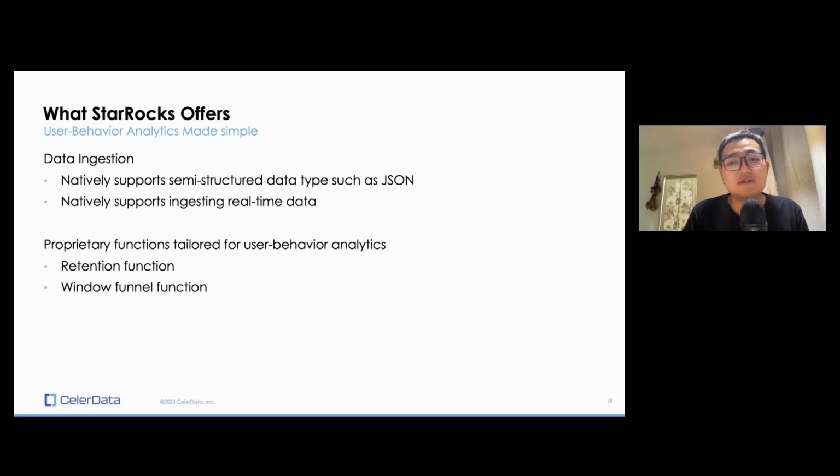And StarRocks has a lot of proprietary functions tailored for user behavior analytics. If you don't have that much need for customization, this can be good. Like what we showcased, the retention function and the window funnel function, the two were introduced in version 2.3. I think a friend at Tencent Games actually contributed the window funnel function. Thank you. And a lot of users have been loving it and using them a lot.